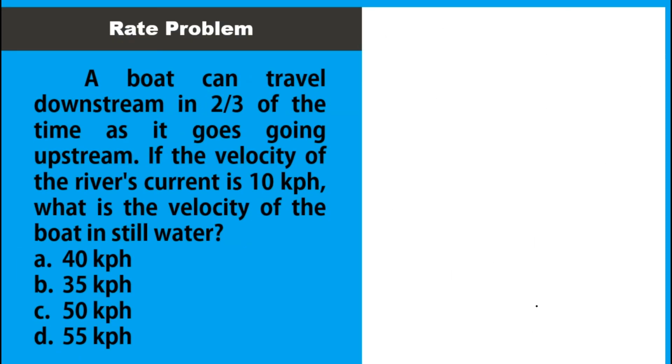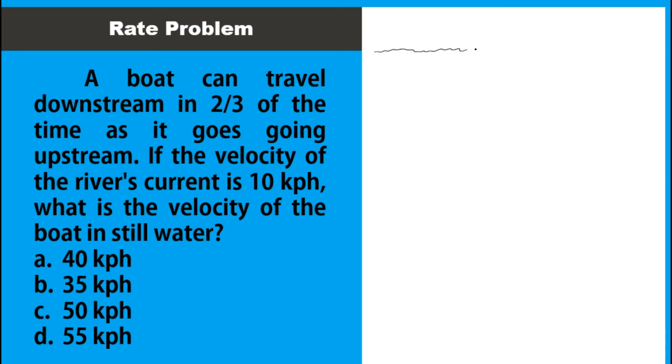So we have this second problem. A boat can travel downstream in 2/3 of the time as it goes upstream. If the velocity of the river's current is 10 kilometers per hour, what is the velocity of the boat in still water? So we can have this diagram.